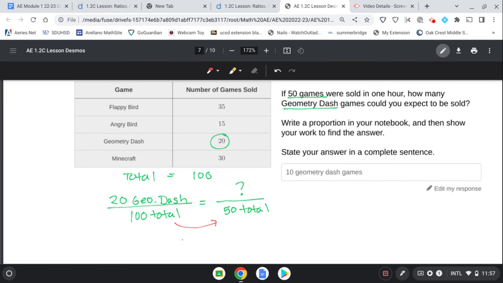So in this case, 100 divided by 2 is 50. So divide 20 by 2, and that would be 10. So it'd be 10 Geometry Dash to 50 total.